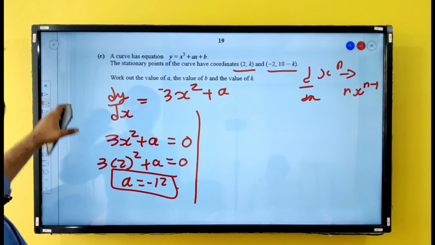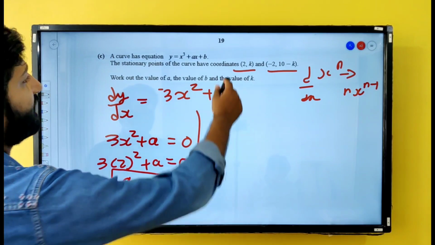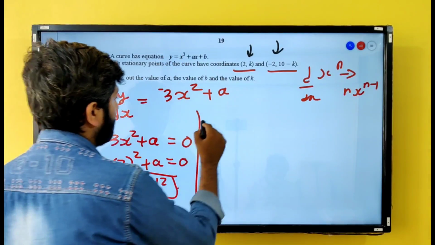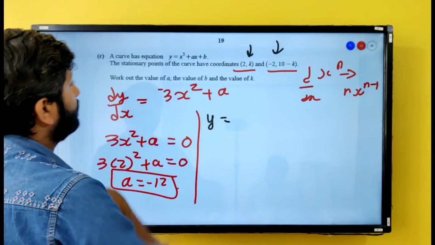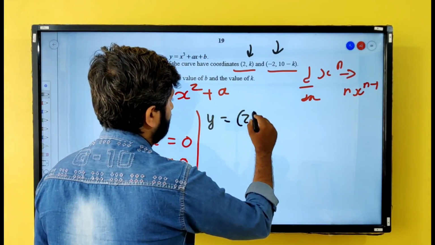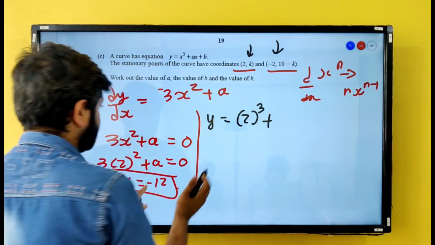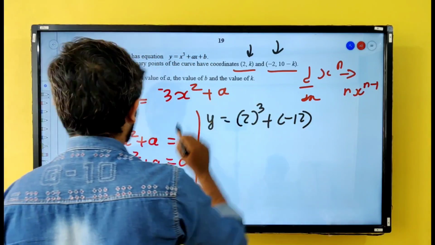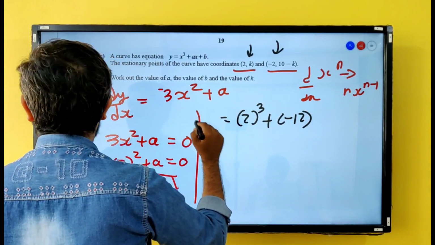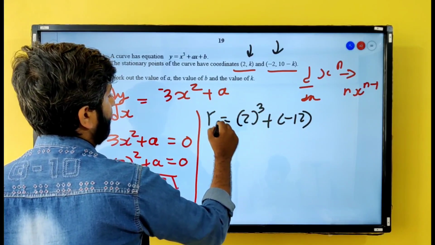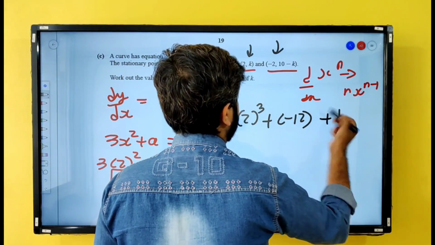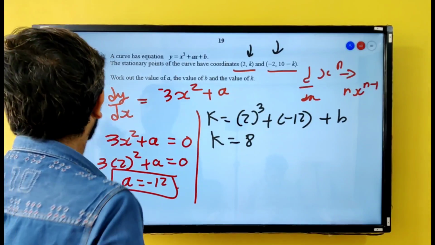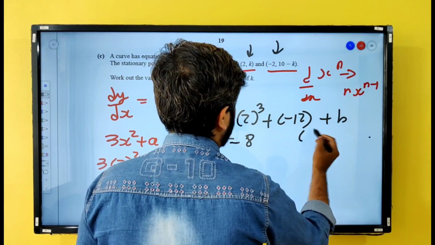Do I have any other values? Yes, I have the coordinates. So let me substitute this coordinate over here. I have y equals x cube, so 2 cube, plus ax, but my a is minus 12 times x. My y is going to be k, plus b. So k equals 8, sorry, ax, so you also have to multiply this with x, which is 2.